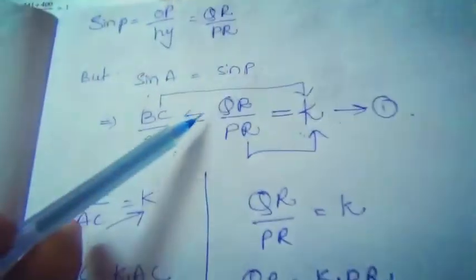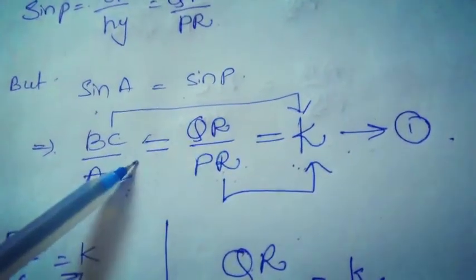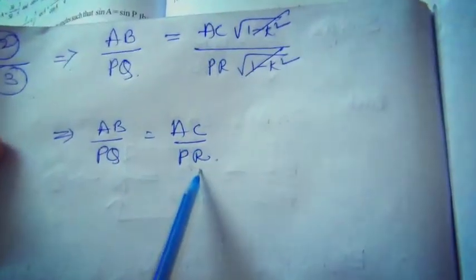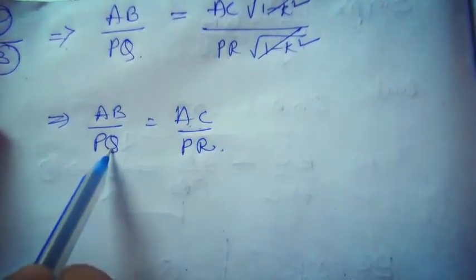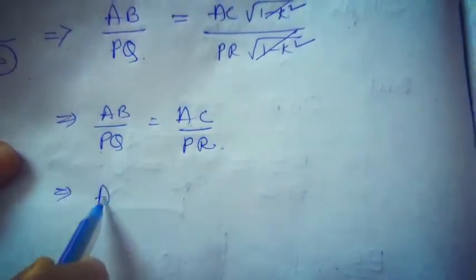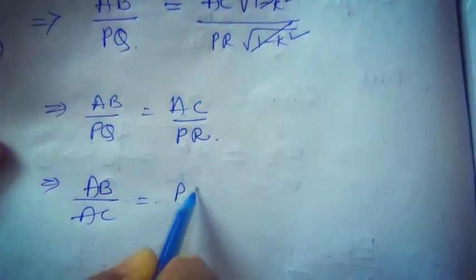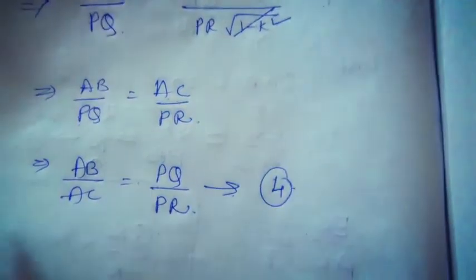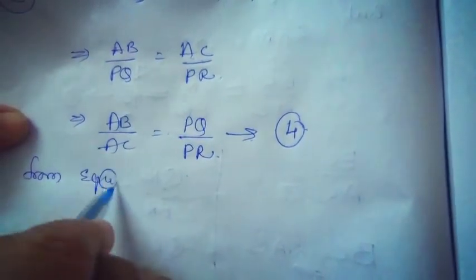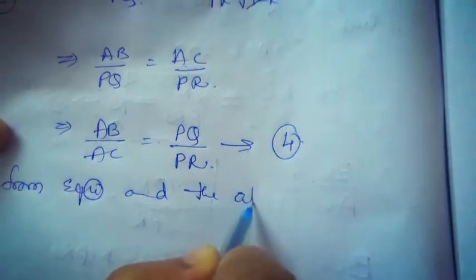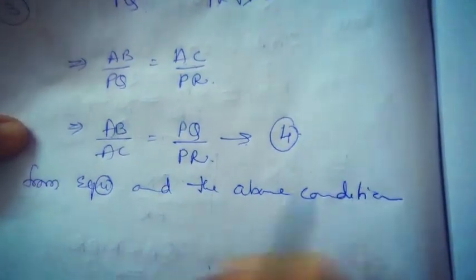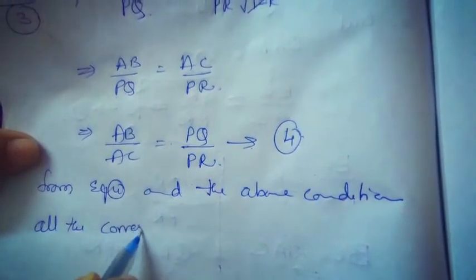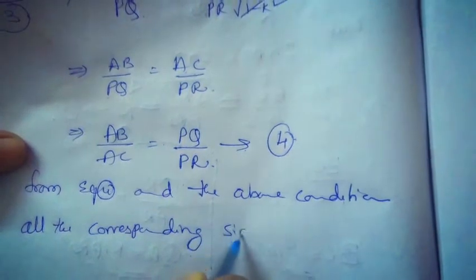Look here, we have BC by AC is equal to QR by PR. So you take this AC to this side and the other to the other side. So AB by AC is equal to PQ by PR. This is equation number 4. From this equation number 4 and the above condition, all the corresponding sides are equal.